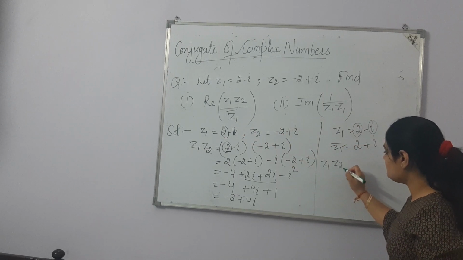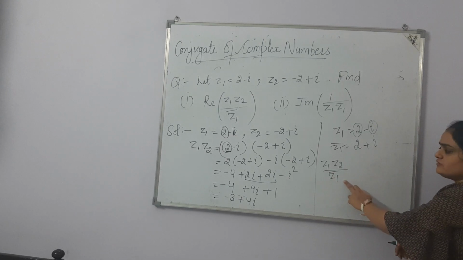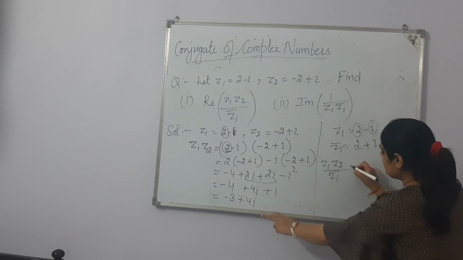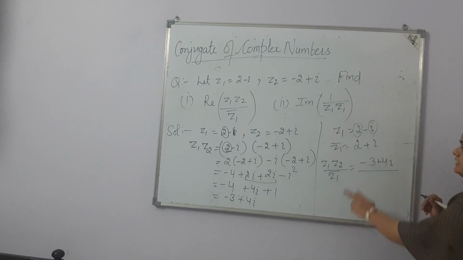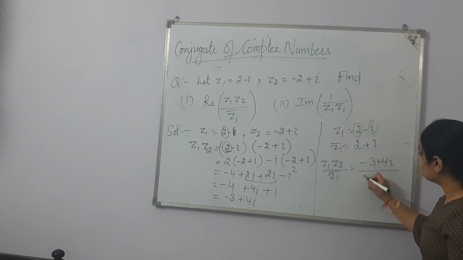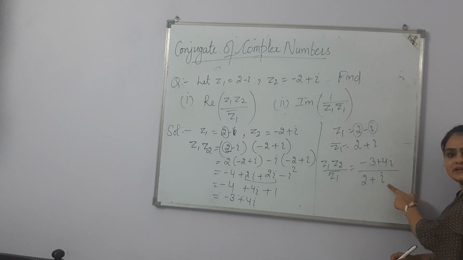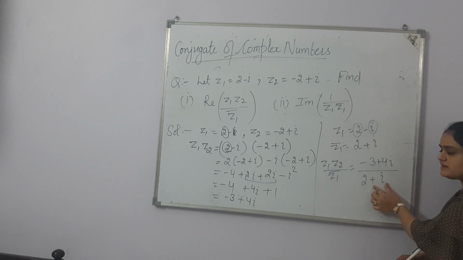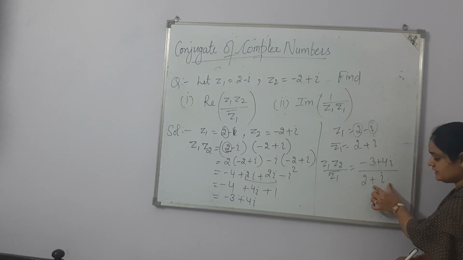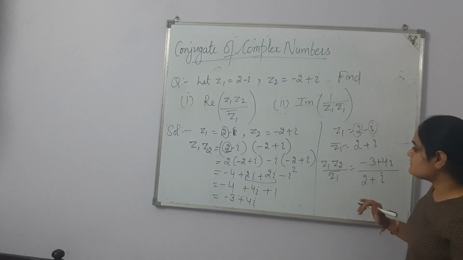Now we have to find the real part of z1 z2 upon z1 conjugate. First of all, we'll find all the terms. z1 z2 is minus 3 plus 4 iota and z1's conjugate is 2 plus iota. Now you have this term, and of course we know, as I already told you in the previous video, if there is iota in the denominator, then we always have to rationalize. Now we'll rationalize the terms.